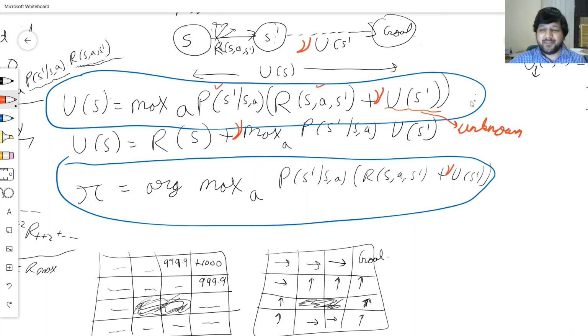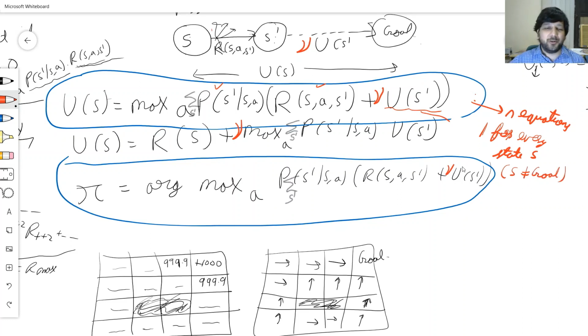So in all, we will have n equations like this, one for every s. And I need to say that you will not get it for s equal to goal, because from goal you cannot apply any action. You cannot sit at a goal and apply an action A.